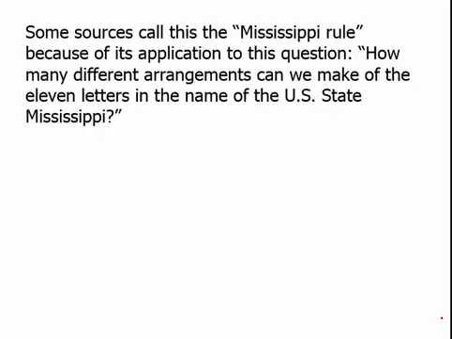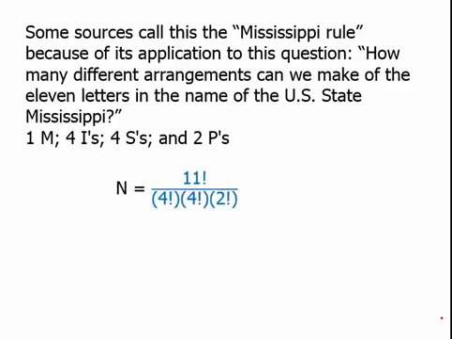For example, some sources call this the Mississippi rule because of its application to the question, how many different arrangements can we make of the 11 letters in the name of the U.S. state Mississippi? Well, that's a name that has a lot of repetitions in it. There's only one M, but there are 4 I's, 4 S's, and 2 P's. And so if we arrange those 11 letters, all the possible arrangements we could make of those 11 letters, it would be 11 factorial divided by 4 factorial for the I's, divided by 4 factorial for the S's, divided by 2 factorial for the P's. And if we multiplied all that out, that would be the number of different arrangements we could make from all 11 letters in the name Mississippi.